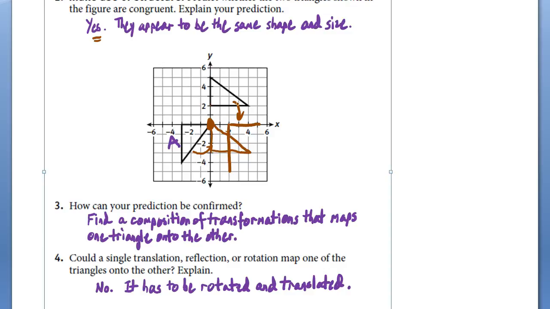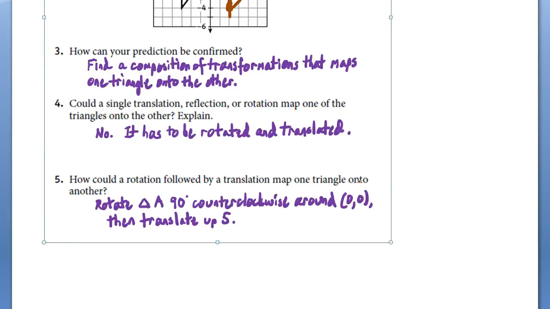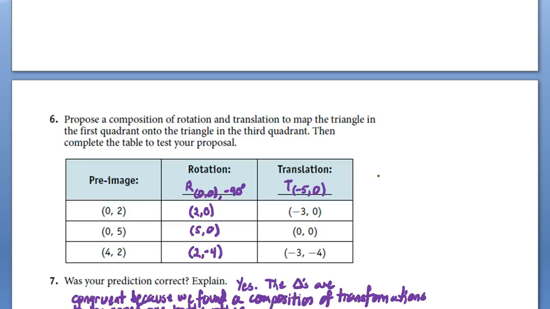Oop, how long is that right there? 4 units. 1, 2, 3, 4. It only goes to there. We could get it to land there. And then do you see how you could slide it to the left 5 spots? So that's what we're filling into this table. Our rotation is going to be around 0, 0, and it's going to be a negative 90 degree rotation, a clockwise rotation. Then our translation will be 5 units to the left. We don't have to move it up or down any.